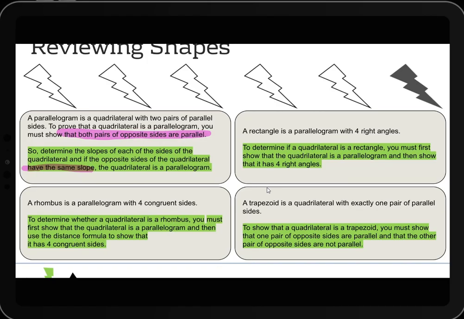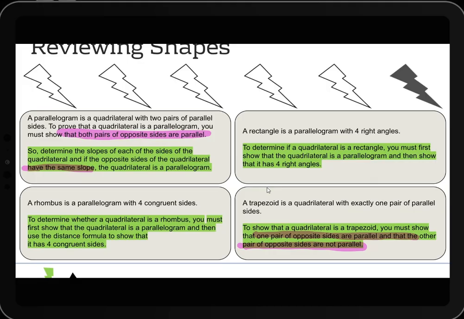It's very similar for a trapezoid. However, with a trapezoid, you only have one pair of opposite sides that are parallel and another pair that's not. So you'll find that only one pair is going to have the same slope, and the other opposite sides don't have the same slope.